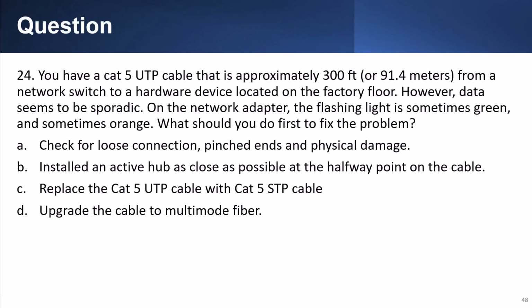Question 24. You have a Cat5 UTP cable that is approximately 300 feet or 91.4 meters from the network switch to a hardware device located on the factory floor. However, data seems to be sporadic. On the network adapter, the flashing light is sometimes green and sometimes orange. What should you do first to fix the problem?